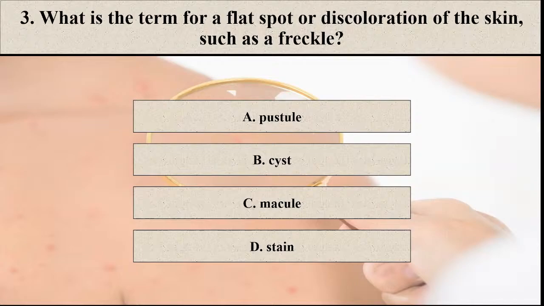What is the term for a flat spot or discoloration of the skin, such as a freckle? Pustule, cyst, macule, stain. If you chose C, macule, you are correct.